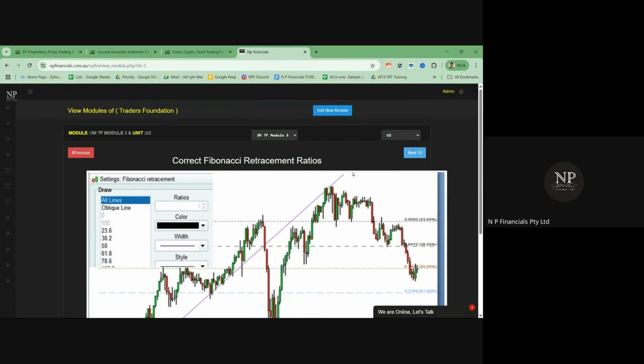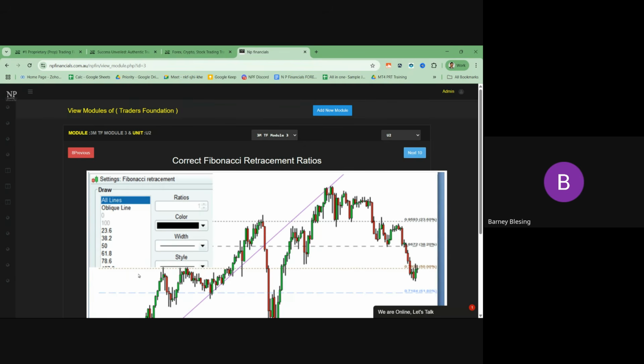Before I show you, write it down: 23.6, 38.2, 50, 61.8, 78.6, and 88.6. These are the Fibonacci retracement ratios, the correct ratios. These are percentages, because if we got the ratio as 0.618, multiplied by 100 it is 61.8. Similarly, 0.786 multiplied by 100 is 78.6.